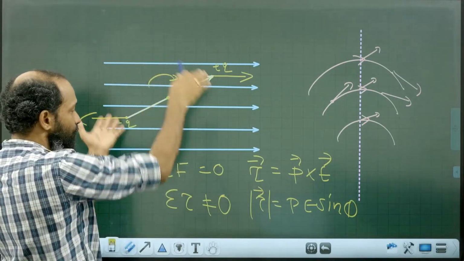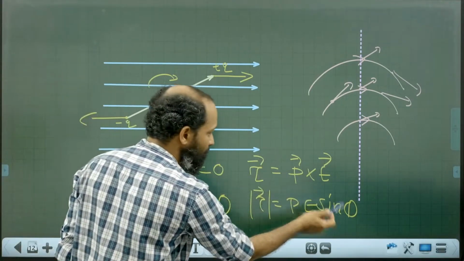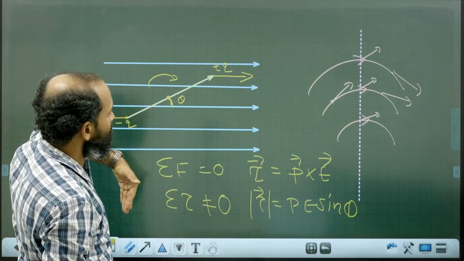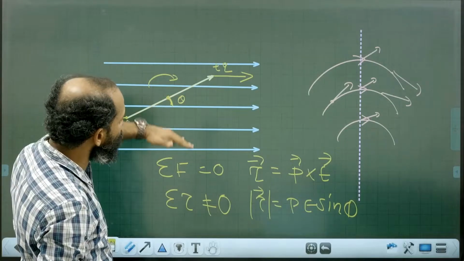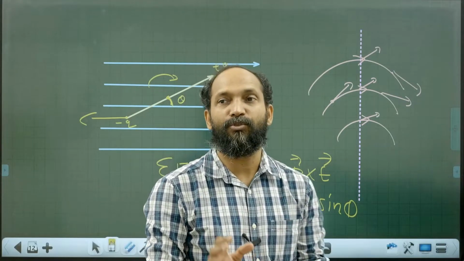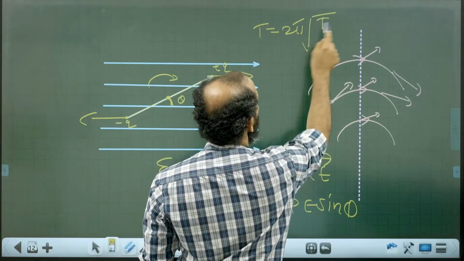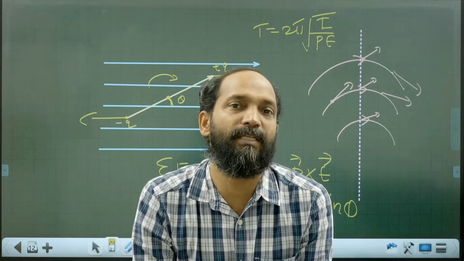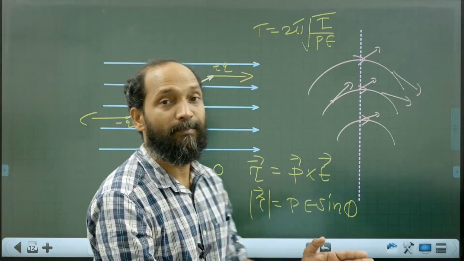So there is a restoring torque which is given by P E sine theta. But when theta becomes 0, that torque becomes 0. But due to inertia, it will continue to move, overshooting. And it will go up to the same angle theta on the other side. So the process is repeated so that it can oscillate with a time period 2 pi root I by P E in gravity free space. Neglect gravity.